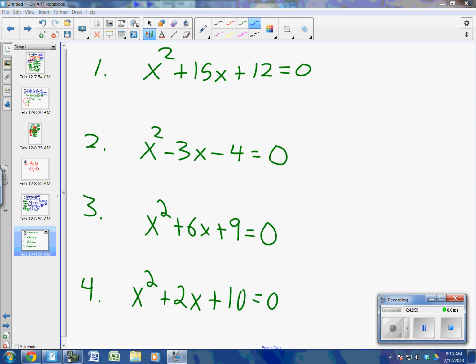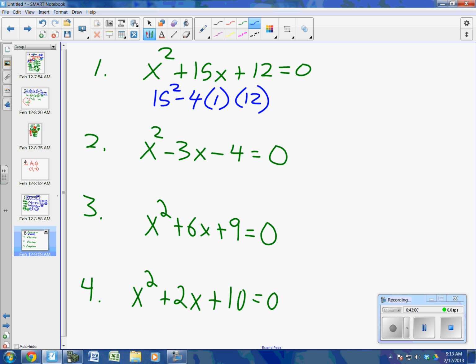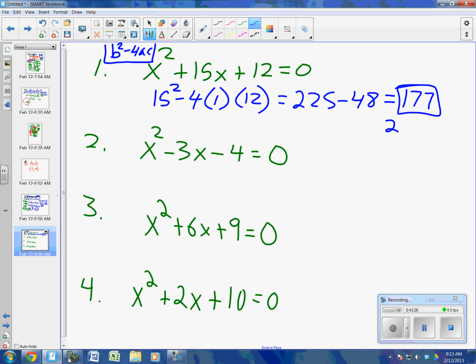Okay, you guys, on this first one, b squared would be 15 squared minus 4 times 1 times 12, right? b squared minus 4ac. We're finding b squared minus 4ac on each one, the discriminant. Well, that's going to be 225 minus 48, isn't it? What is it? 177. Now that's a positive number, so we're going to get 2 real roots. Got it? Okay, next one.